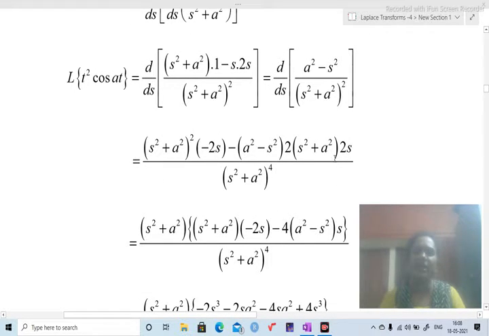Now again I am going to do differentiation with respect to s. Here also I am going to use the u by v formula, that is denominator whole square. Then we are going to get this term. Denominator into differentiation of numerator. A square differentiation is 0, minus as it is, s square differentiation is 2s, minus numerator into differentiation of denominator. Here a power is there, that's why 2 into s square plus a square, s square differentiation is 2s.